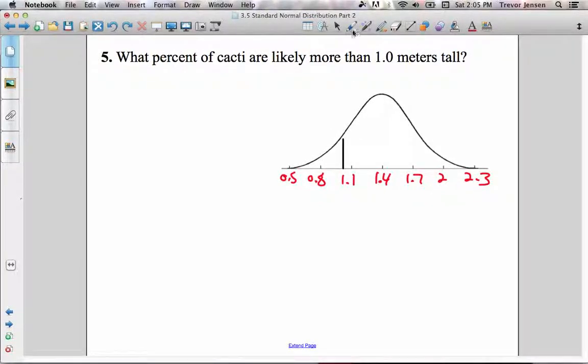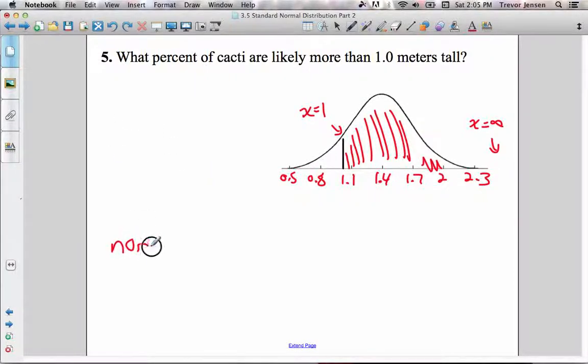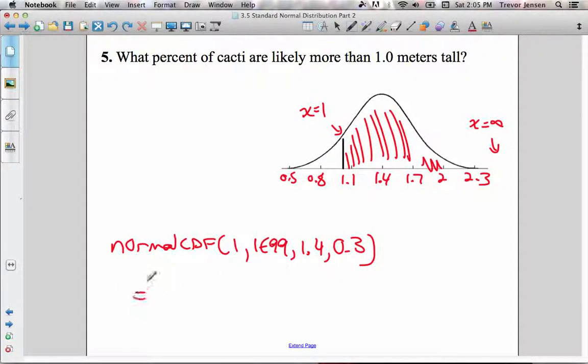We want more than 1 meter, so now we want the area to the right. So our left boundary is now x equals 1. Our right boundary, because this graph goes on forever, is going to be x equals infinity. And how we write infinity is positive 1 E99. So we're going to do normal CDF. We want the area to the right of 1. So our left boundary is going to be 1. Our right boundary is infinity, so 1 E99, 1 times 10 to the 99. The mean of our data set is 1.4. Standard deviation is 0.3. Let's type that in the calculator.